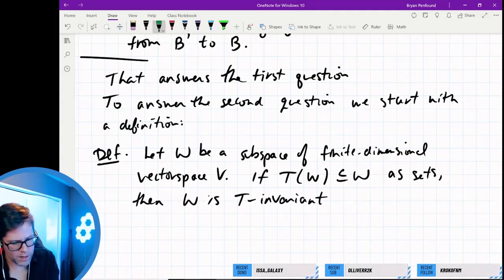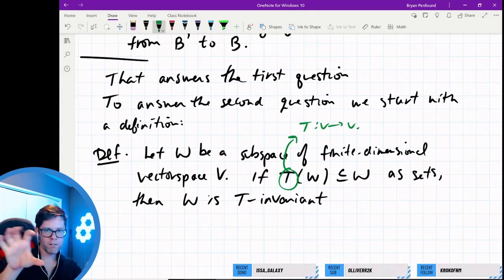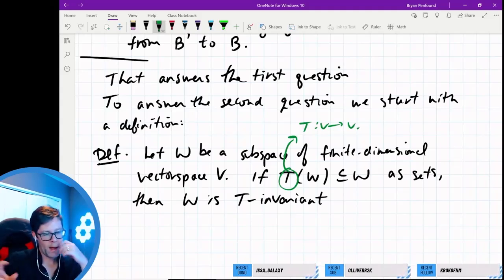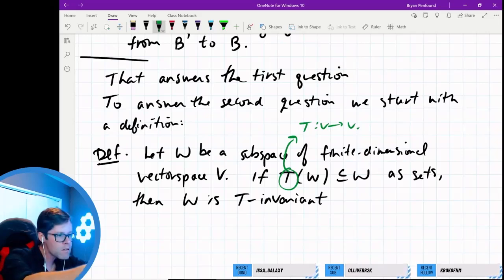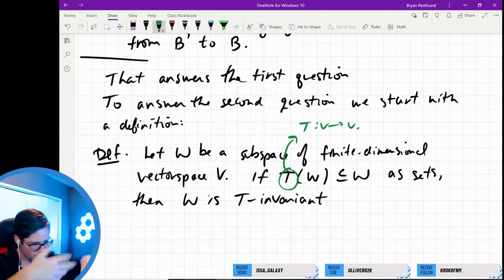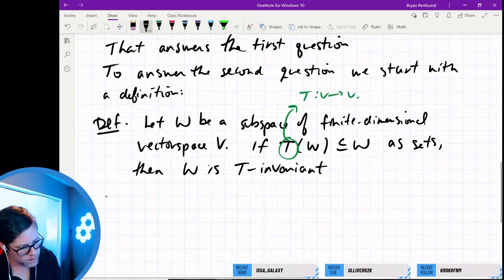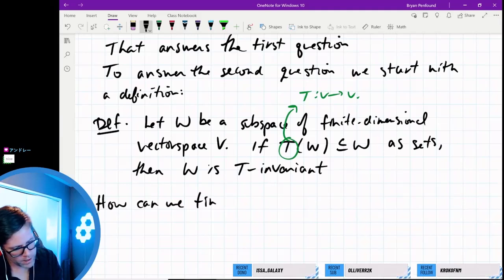Right, so this T is our linear operator. We have this linear operator that's working on V, mapping V to itself, and if I can find a subset of vectors that get mapped into themselves, we're just going to say they're T-invariant. And so the question is, how can I find these subspaces? What do these subspaces look like, and what kind of properties do they have? So how can we find such subspaces?